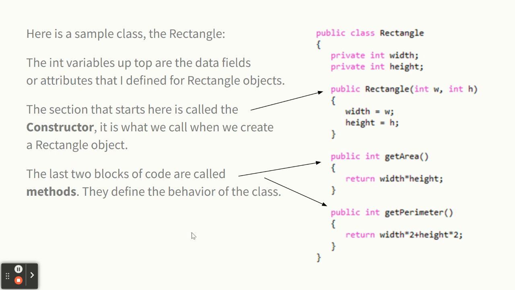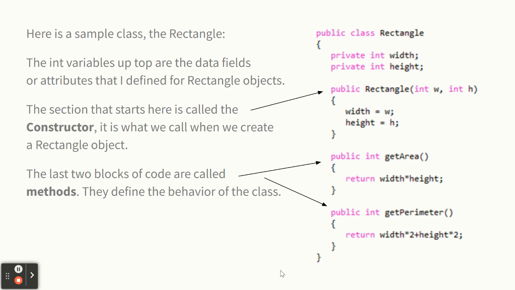Here it is. Here's the rectangle class. Let's take a look. A class always starts with the word class and then its name. In REPL, we're not going to write classes that say public, but you'll see that.